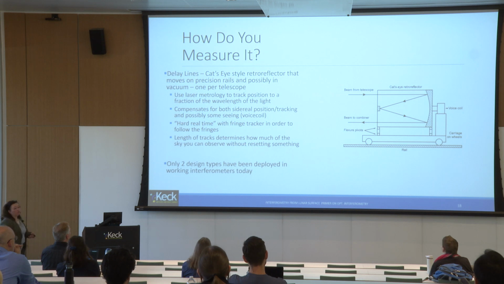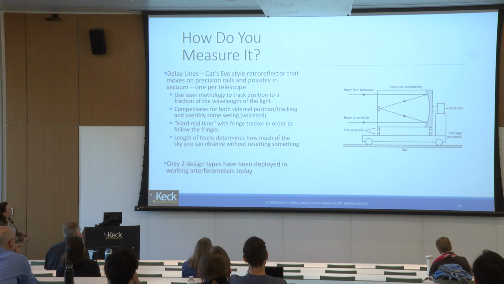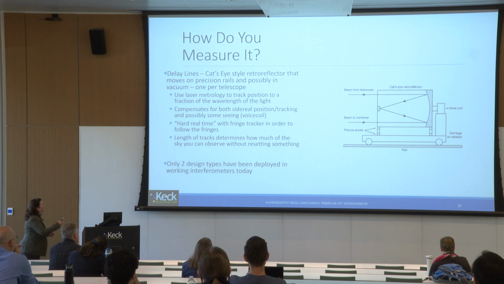All right, so some of the enabling technologies that you'll hear about this week that we need to talk about. One of them is the delay line. The delay line is kind of an optical trombone, if you will. It's a cat's eye retroreflector system where the light comes in from the telescope, bounces off a primary, secondary, back to the primary, and then it goes back to the beam combiner. It takes care of the sidereal position of your target in the sky, usually with wheels on a rail, and it also can do a little bit of extra tracking via a voice coil to follow some of those fringes.